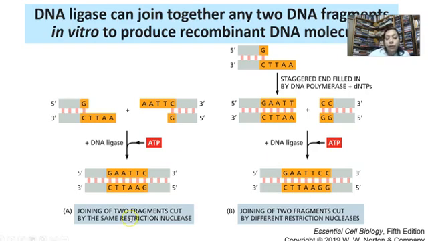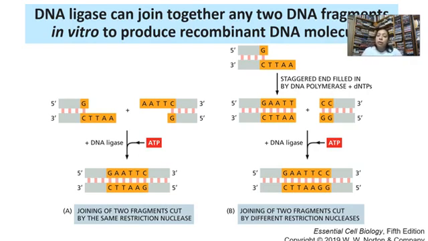So here are two different examples. In the first one, you are joining two fragments that are cut by the same restriction enzyme that have produced protruding ends, so sticky ends. And when you combine them together, it takes ATP, some energy, and DNA ligase to work together to combine it together and kind of line up on top of each other and get joined together through that.